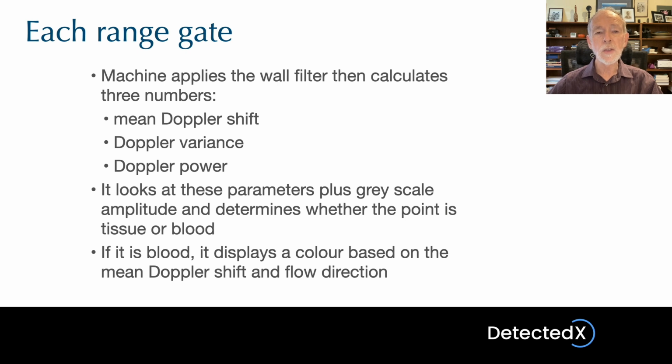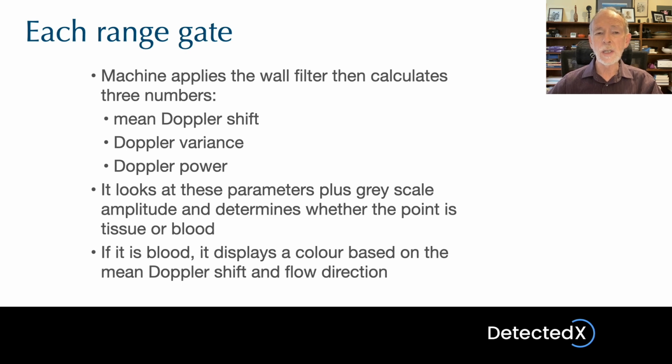And secondly, the Doppler variance, which is a measure of how broad a range of Doppler shift frequencies there are at that particular time in that sample volume. So the variance is a measure of the width of the spectrum. And then the Doppler power, which is a measure, of course, of the strength of the Doppler signal.